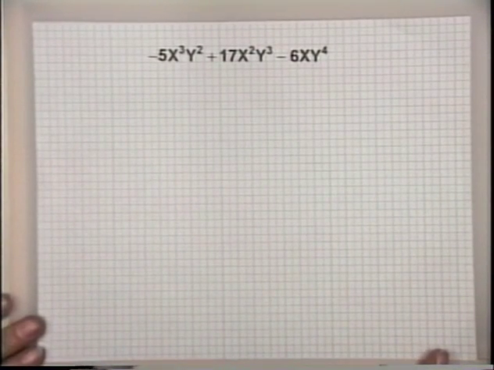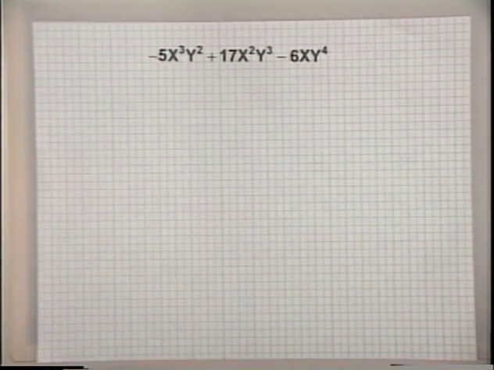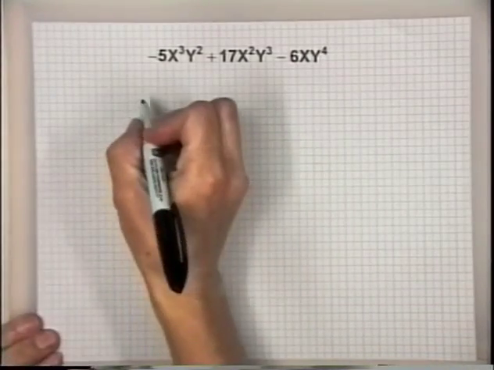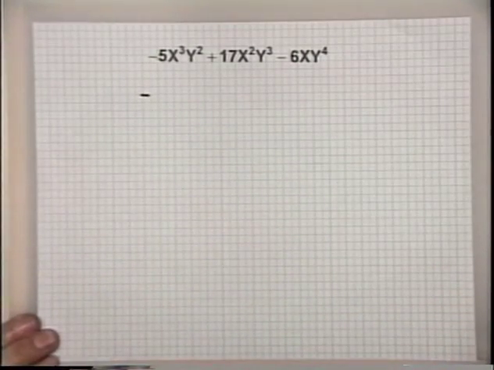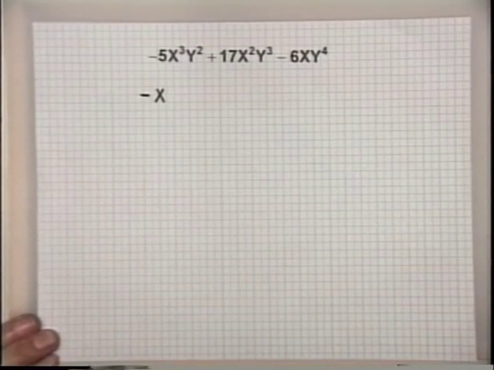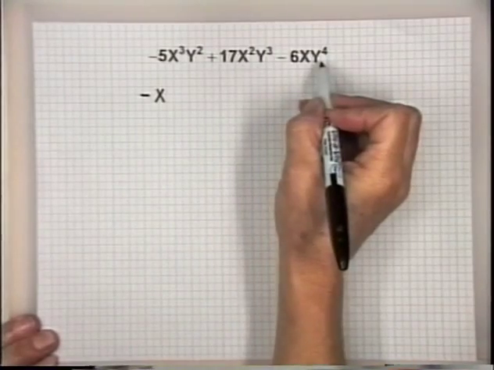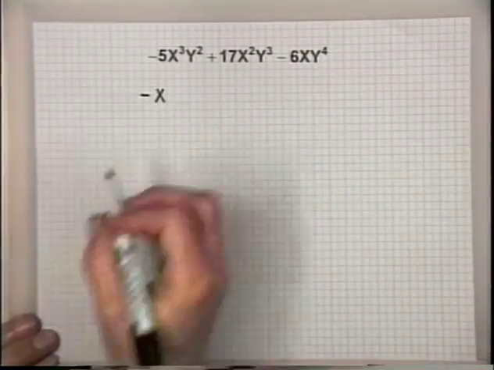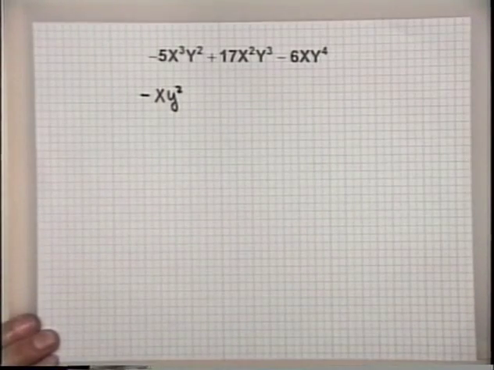Negative 5x cubed y squared plus 17x squared y cubed minus 6xy to the fourth. Our numbers do not have a common factor, but did you notice that the leading term this time is negative? So we would like to factor out negative 1. Let's put that minus sign down. But notice that there are x's in every term, the smallest exponent being 1, so we can factor out x to the first power. On the y's, there are also y's in every term. The smallest exponent is y squared, so let's factor out y squared. Our common factor is negative x y squared.